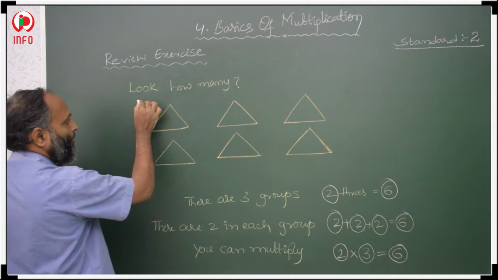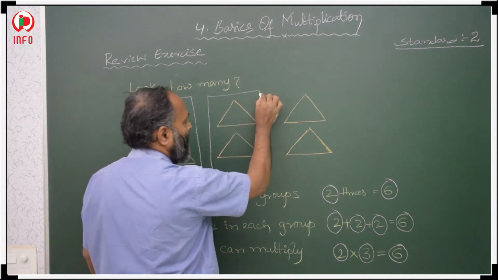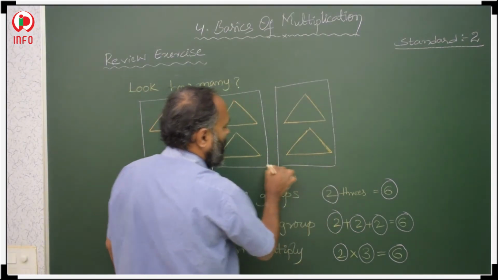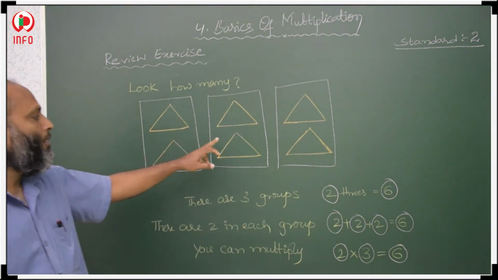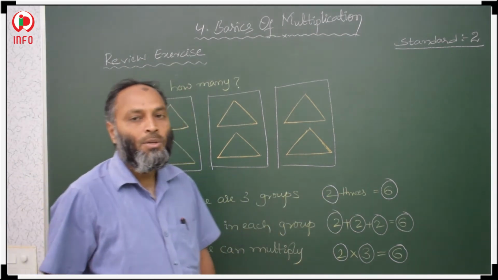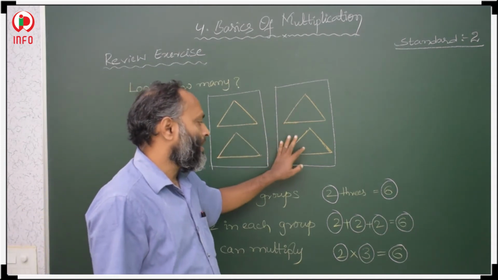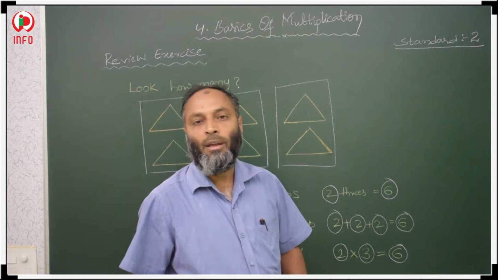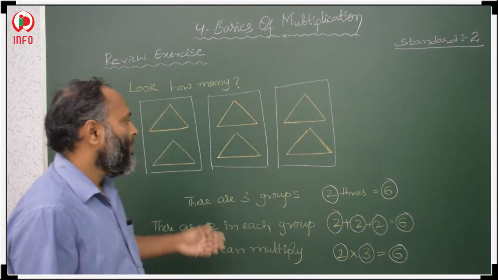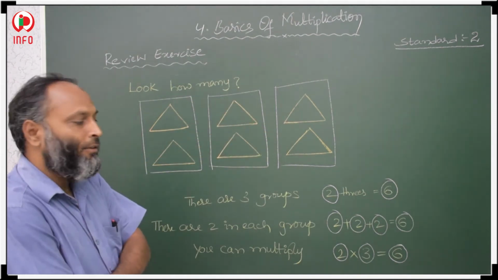This is one group, this is another group, this is another group. 2, 2, 2. 2 threes, 2 threes. 2 threes how much? 1, 2, 3, 4, 5, 6. 2 threes is nothing but equal to 6. 2 plus 2 plus 2 is equal to 6.